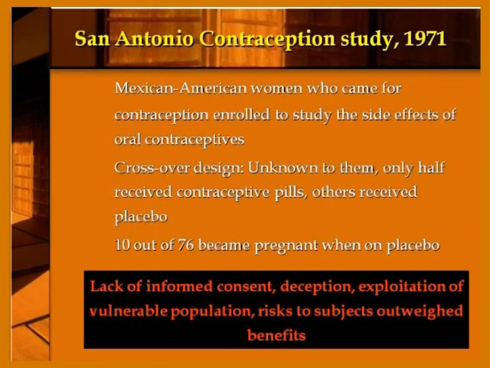Another study is the San Antonio contraception study. In this, Mexican American women who came for contraception were enrolled to study the side effects of oral contraceptives, and unknown to them it was a crossover design. So 10 out of 76 of these women became pregnant when on placebo. So the same problems: lack of informed consent, vulnerable population.